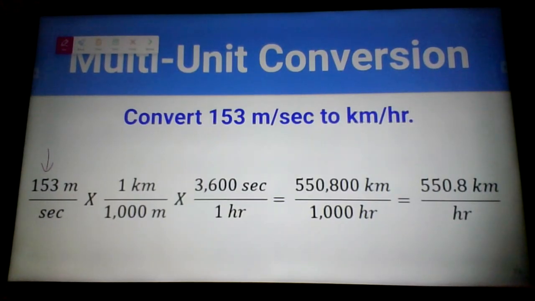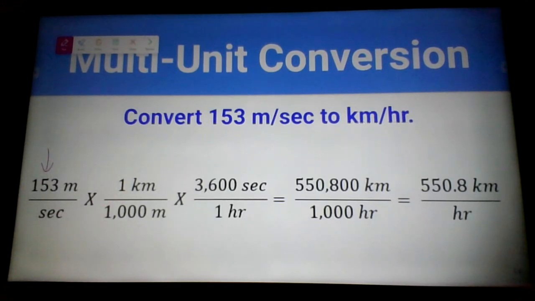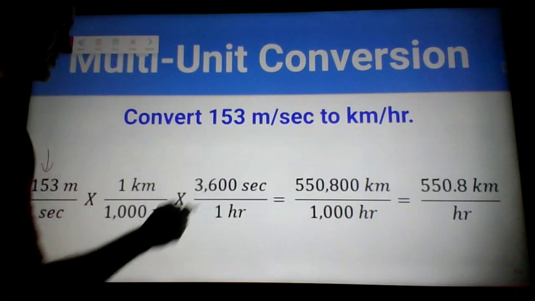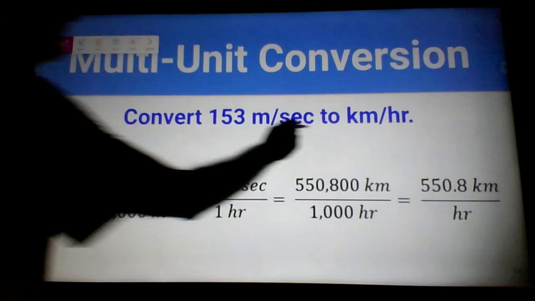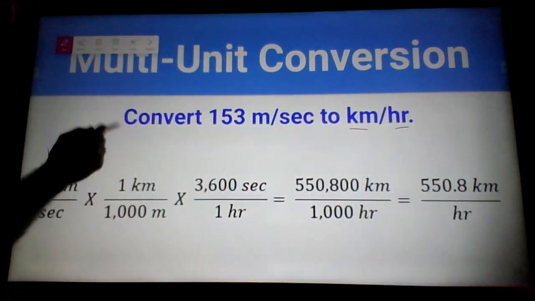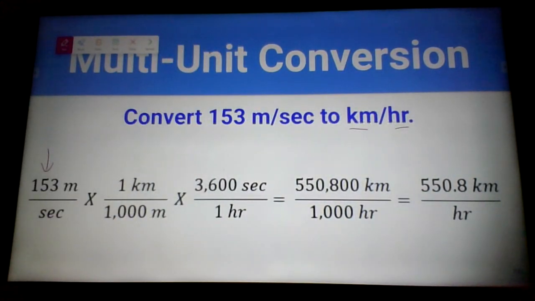Now we're going to use some things that we already know. We know that there are 1,000 meters in a kilometer. We know that there are 3,600 seconds in an hour. I want to end up with kilometers and hours. Kilometers on top and hours on bottom. So I have to match these up. If I flip the fractions over, I'm going to get wrong answers. The way I do this, and again, we'll do some practice problems.